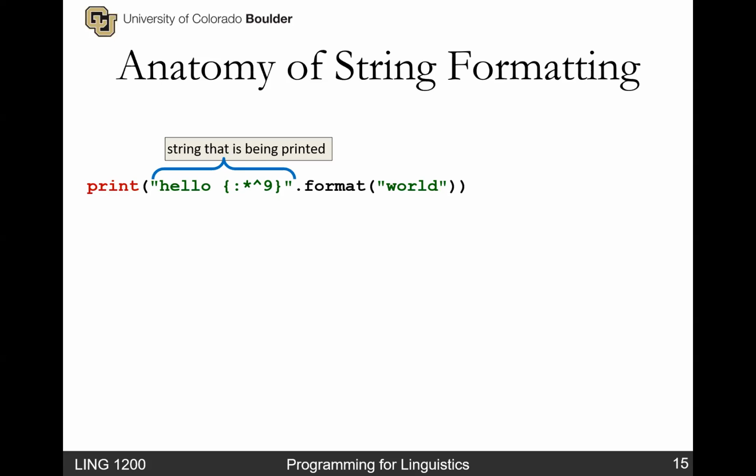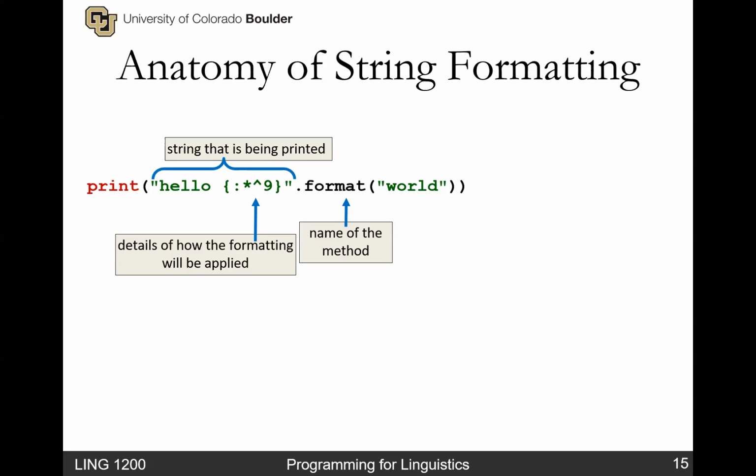It's made up of this string that's going to be printed. And then inside those curly brackets is the details of how the formatting will be applied when we print the string. And there's some notation in there which we're going to learn that tells Python how to handle this formatting. The name of the method for formatting that we're going to be looking at is, surprise, surprise, format. And its argument is the information that will be formatted in our string right here. So this is a basic pattern that we're going to use.